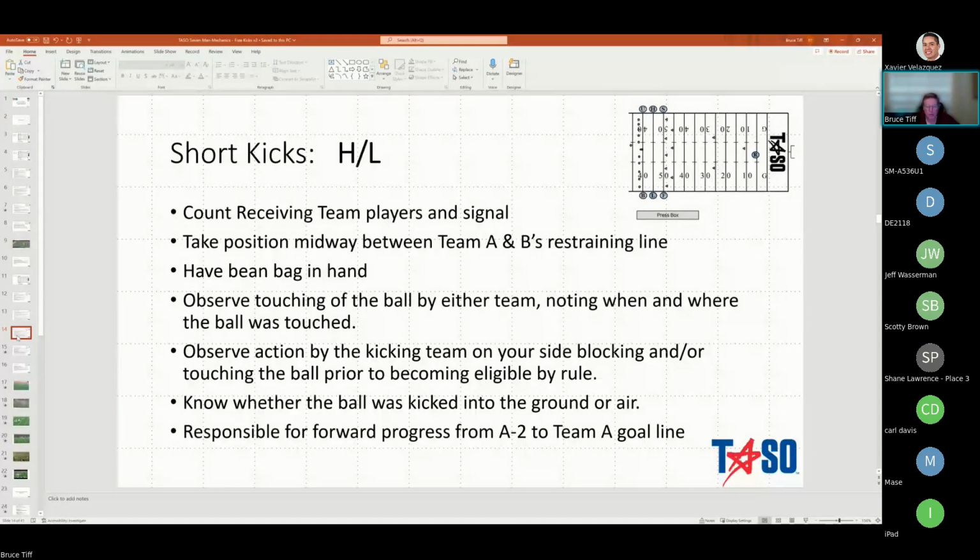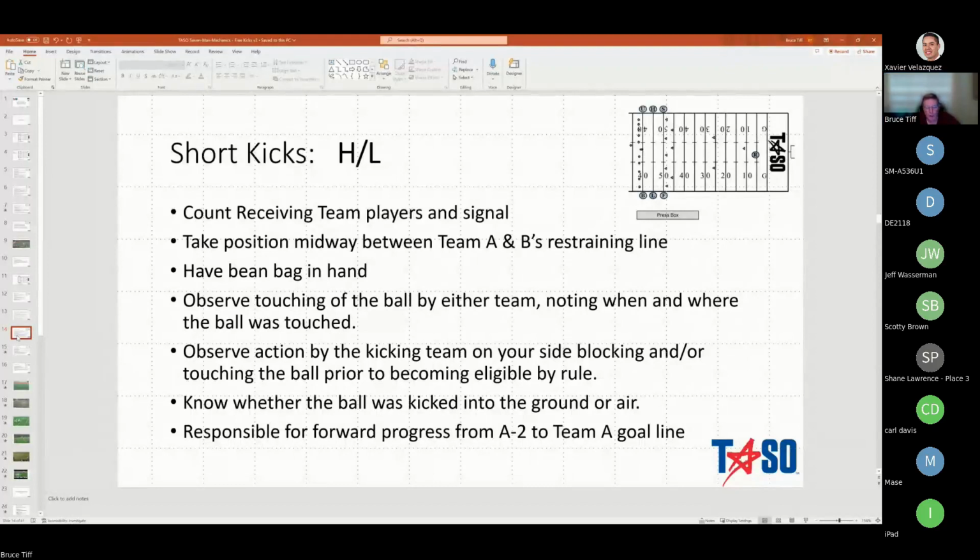We're going to observe touching of the ball by either team, noting when and where the ball was touched. We're going to observe action by the kicking team on our respective sides, specifically for blocking and or touching the ball before it becomes eligible by rule. If you remember, and I think Jeff has a good example video of this, Team A cannot block the Team B player until they can legally touch the ball.